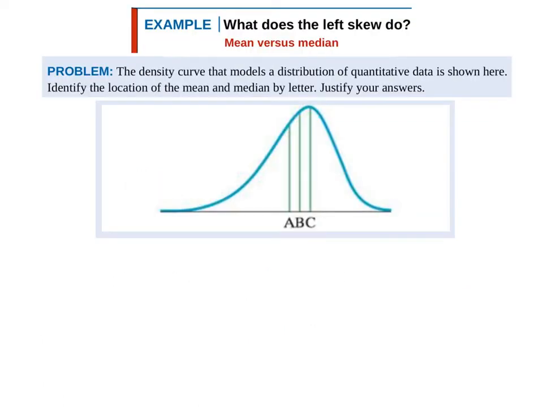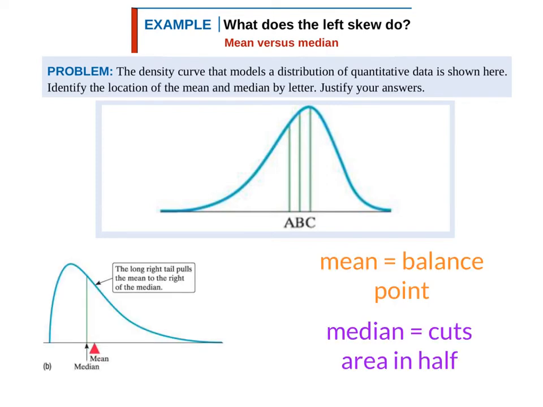Were you expecting this slide to be about the left skewed density curves? Well, it is, kind of, but we're going to have to work for it. So let's work through an example to figure out what does the left skew do. Let's say that we have this density curve here that models a distribution of quantitative data. Identify the location of the mean and the median by letters. So we've got this letter here, A, we've got B, and we've got C. Which one is the mean? Which is the median? Let's figure it out.